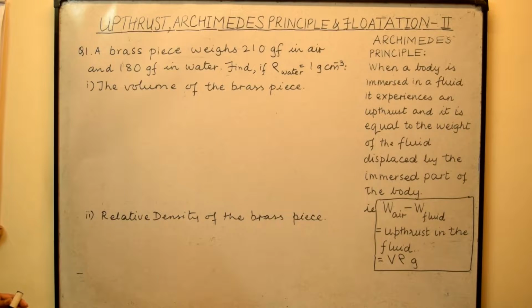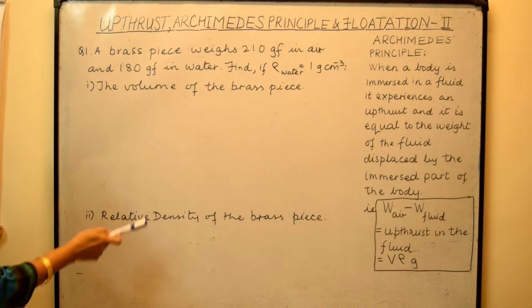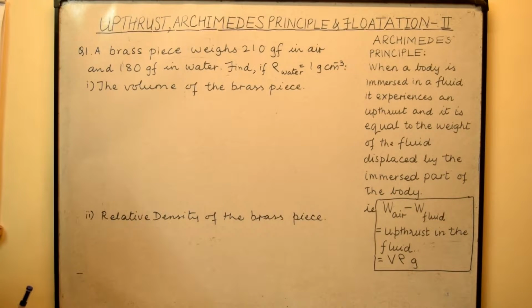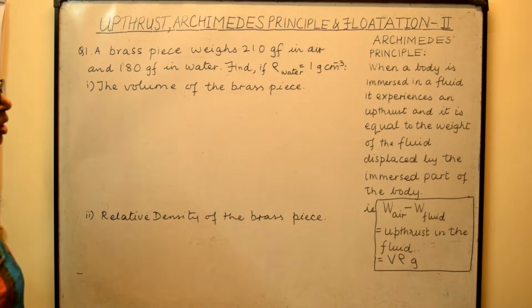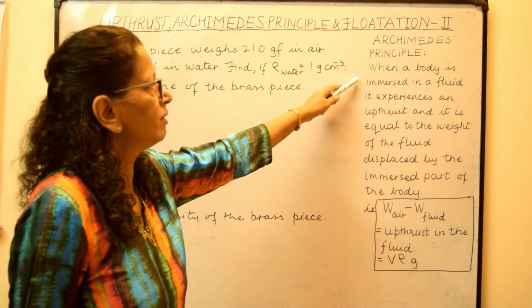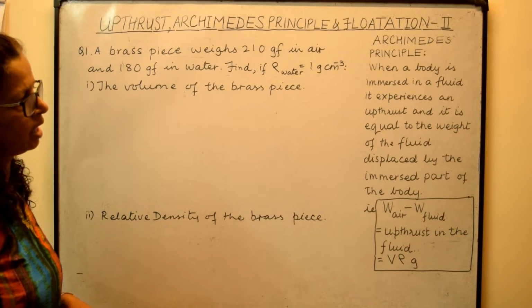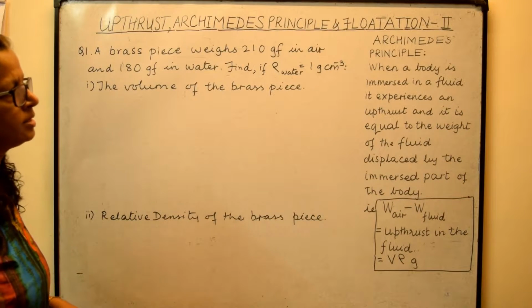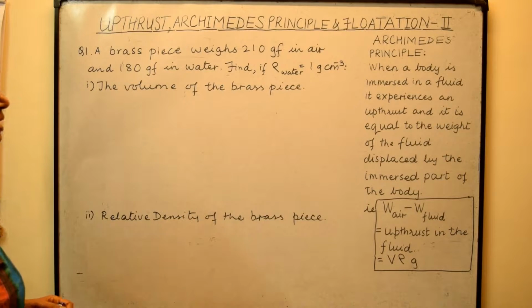This is part 2, and today we are going to involve ourselves in the questions which are based on Archimedes Principle. The Archimedes Principle, for your ready reference, is given on the other side of the board. The Archimedes Principle states that when a body is immersed in a fluid, it experiences an upthrust, and this upthrust is equal to the weight of the fluid displaced by the immersed part of the body.